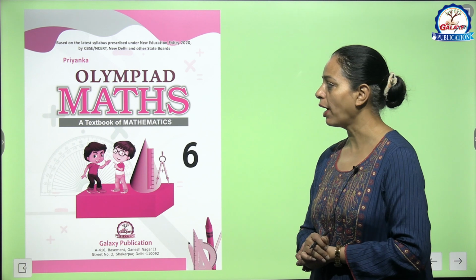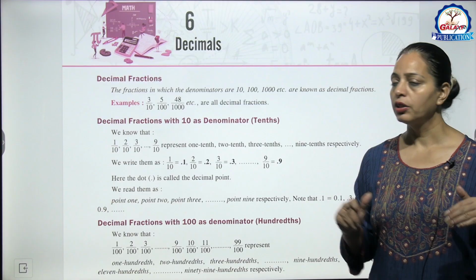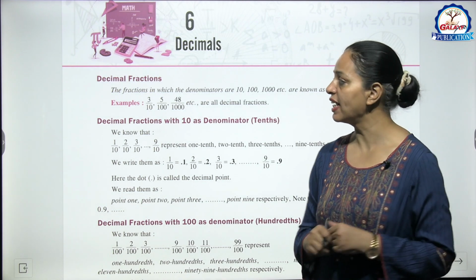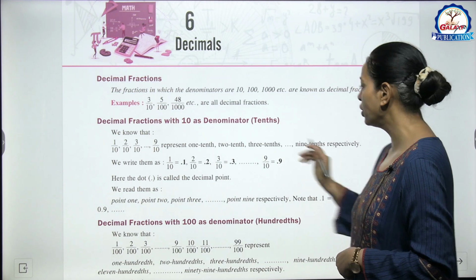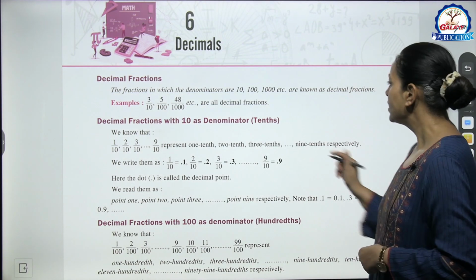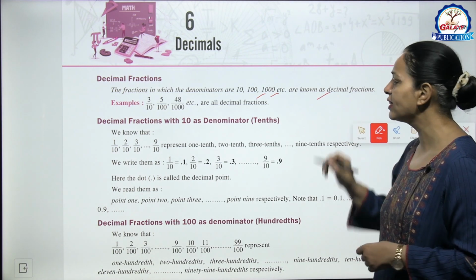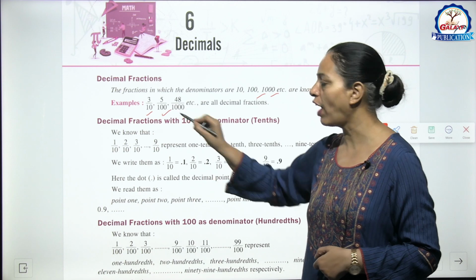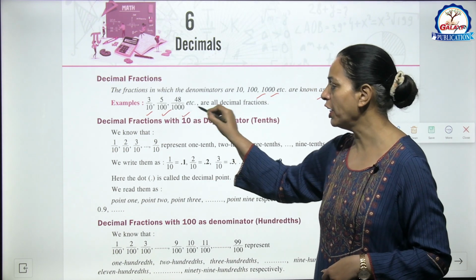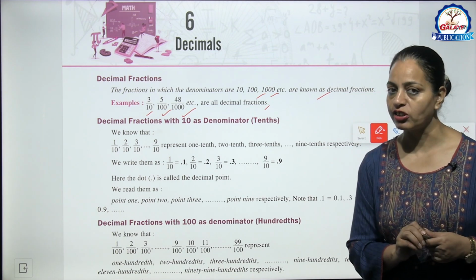We are doing Olympiad Maths class 6 by Galaxy Publications. Now we are doing chapter 6, decimals. Decimal fractions are the fractions in which the denominators are 10, 100, 1000, etc. They are known as decimal fractions. For example, 3 upon 10, 5 upon 100, 48 upon 1000, these all are decimal fractions.